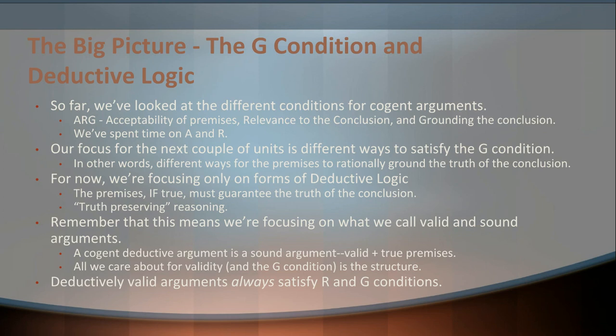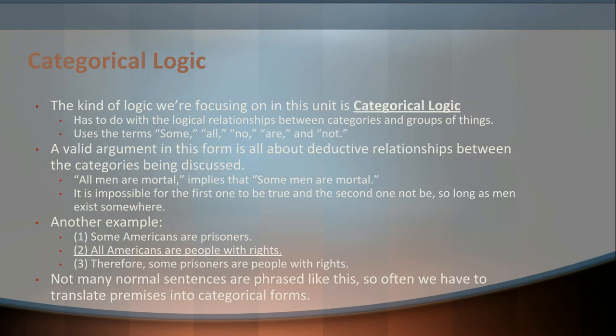Now, it's also worth saying, just so we have a little more big picture context for this whole thing, that deductively valid arguments always satisfy the R and G conditions. If you have a valid argument, you know that the R and G conditions for a cogent argument are satisfied, and all you have to do then is evaluate how acceptable these premises are. Is this a sound argument in addition to being valid? So, food for thought, as well as, like I said, a big picture look at this sort of thing.